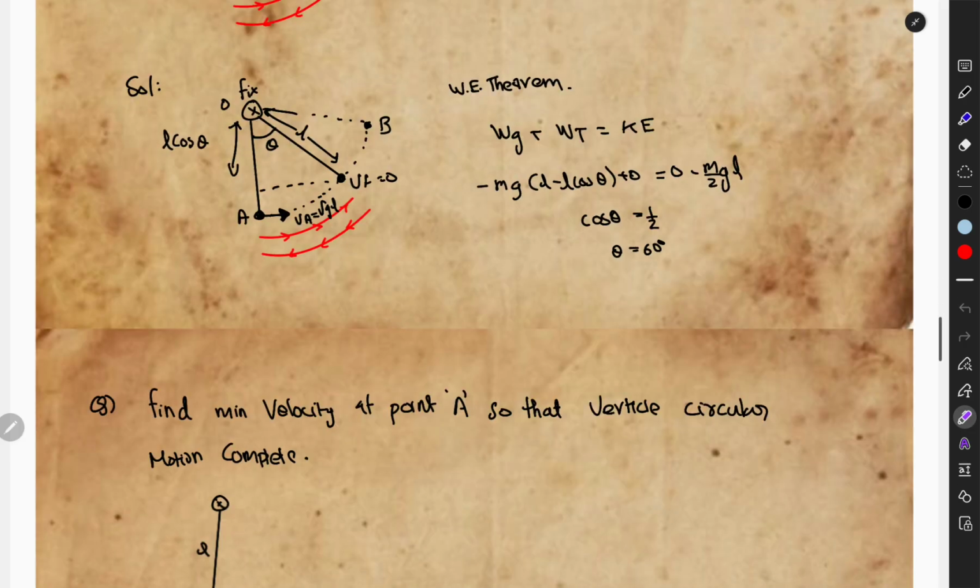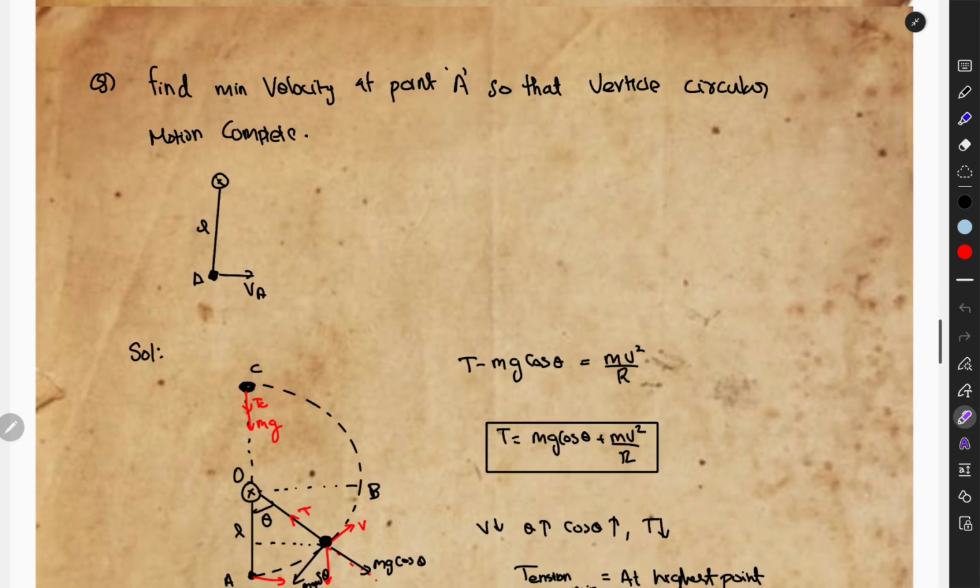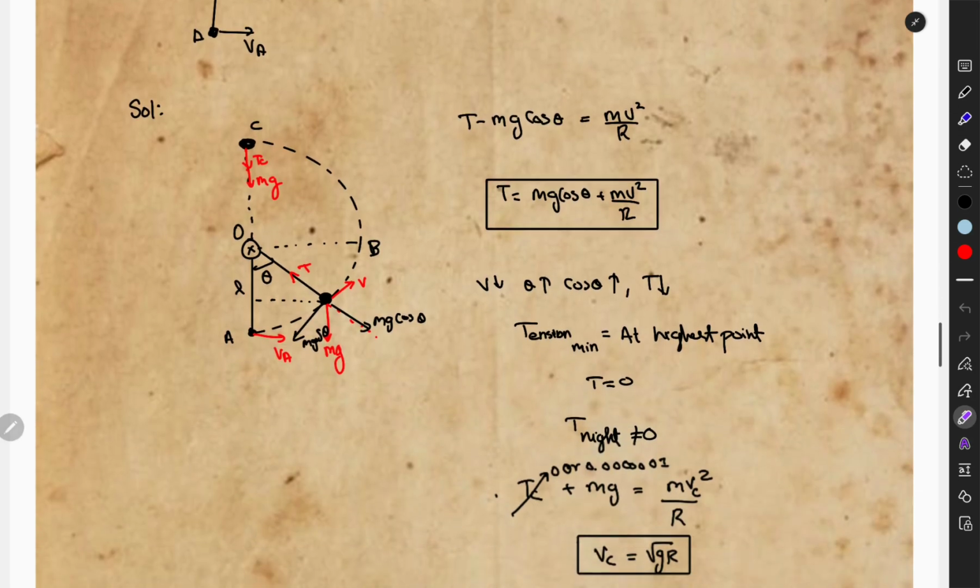Fine. Find the minimum velocity at the point A so that the vertical circular motion completes. So basically what they are asking is, what is the minimum velocity so that it goes like this and it completes the vertical circular motion. Okay, so let us solve this question.